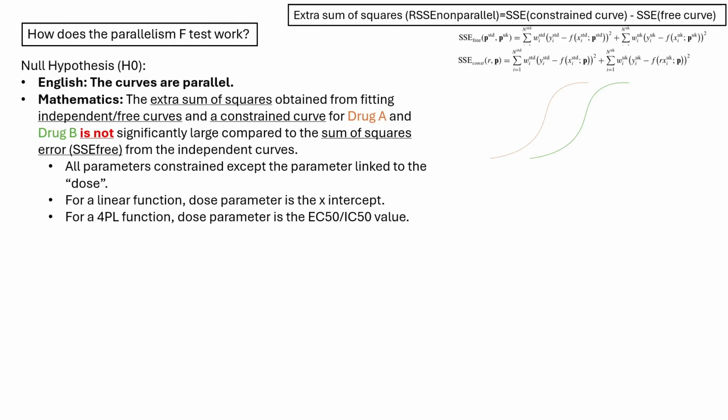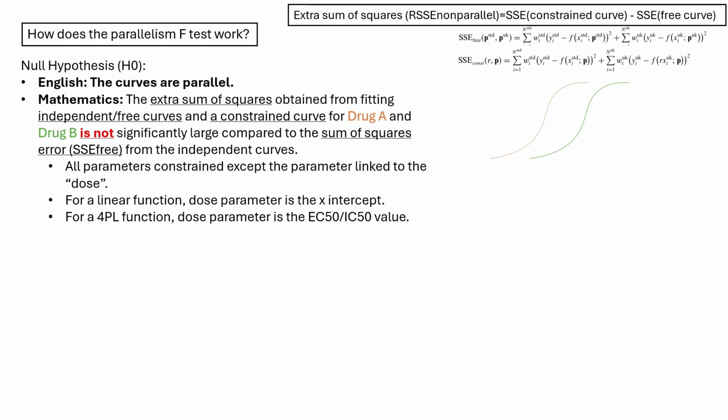We start with a null hypothesis. In English, it states that the curves can be considered parallel. In mathematics, it states that the extra sum of squares obtained from fitting independent curves and a constrained curve for drug A and drug B is not significantly large compared to the sum of squares error obtained from the independent curves. The independent curve, or the free curve in this case, is made by looking at the response data from drug A and drug B independently.